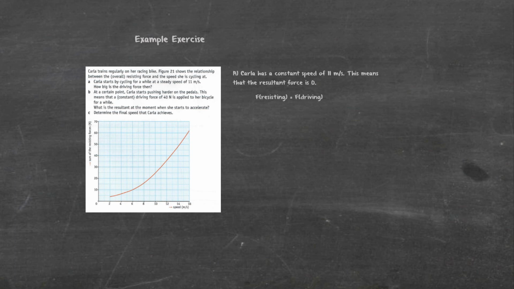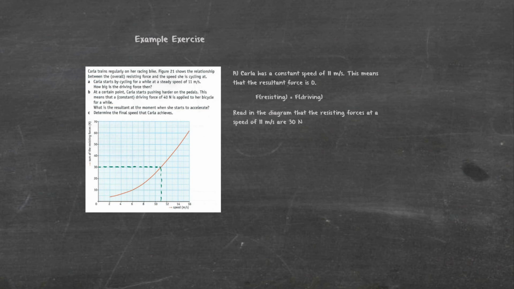We can now use the diagram to read out the resisting forces at the speed of 11 meters a second. We can see that at a speed of 11 meters a second, the resisting forces are 30 newtons. I have made this clear using the green dotted line in the diagram.